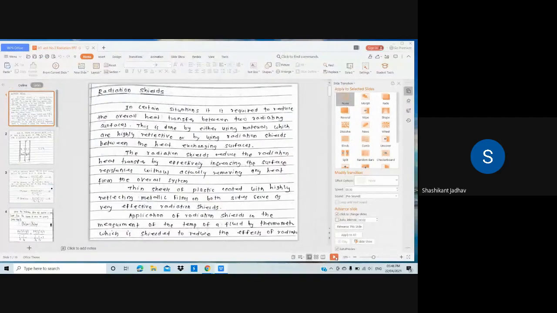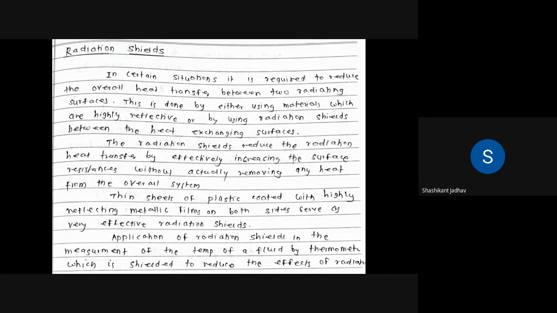Okay. So now today we have to start the next point. This is the last point of this unit number 3, that is radiation. And that point is nothing but radiation shields.